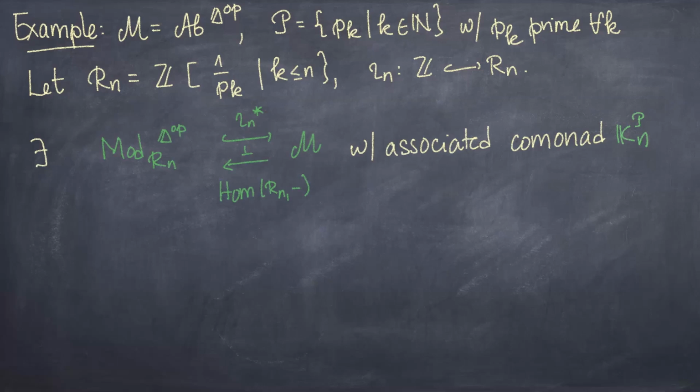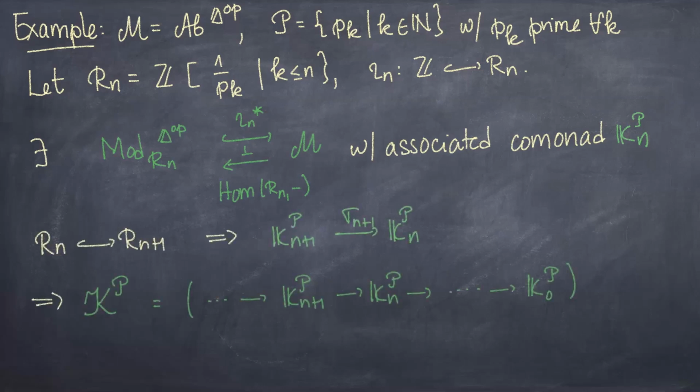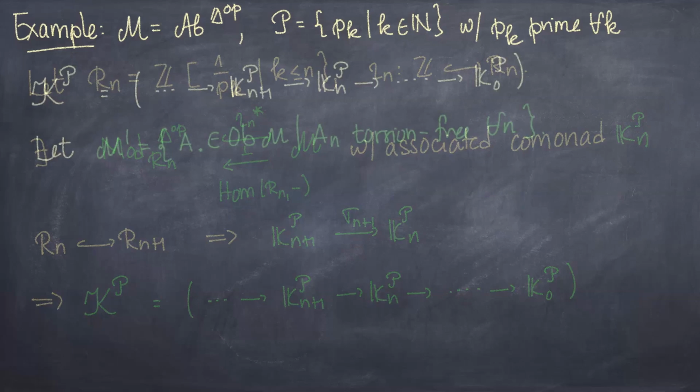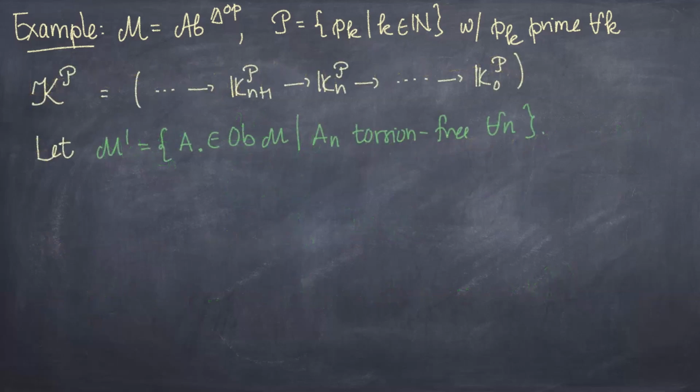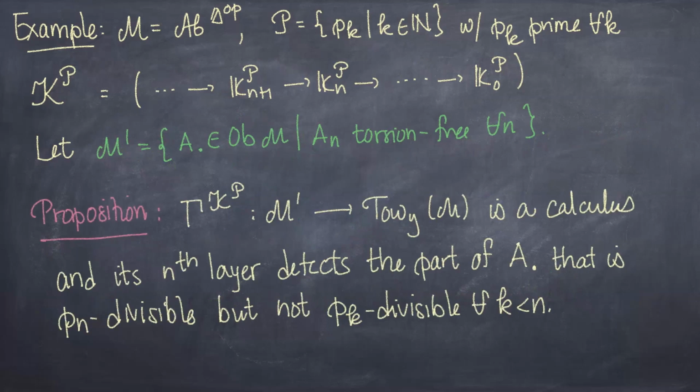And there's an associated comonad in this case. And this is the sequence of comonads: the inclusion of the ring Rn to the ring Rn plus 1 will then induce a morphism of comonads, and we get the whole tower of comonads this way. So we're building this tower of comonads from a tower of adjunctions, actually. And if we take for M prime the set of all simplicial abelian groups that are torsion-free in each level, then the induced tower functor is indeed a calculus in this case.